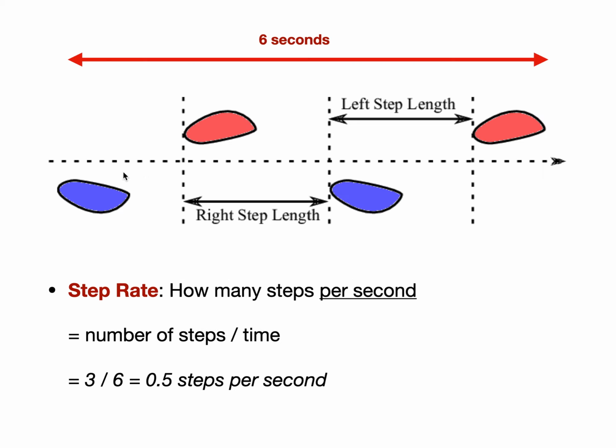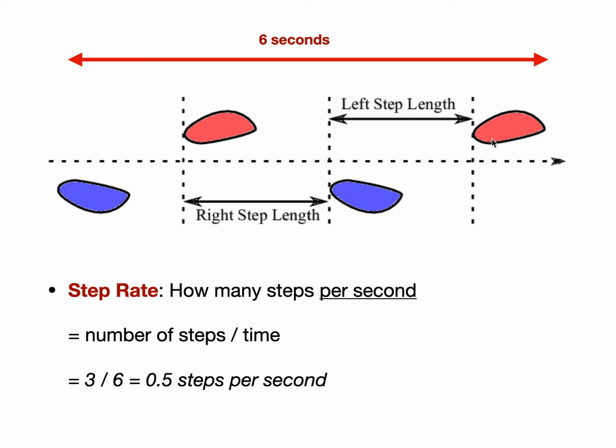Take a look at this graph. Say this is the footprint of this guy starting from standing still. So he was standing here, then raised his left foot and took the first step, and then the second step, the third step. So he was standing, then took steps 1, 2, 3.